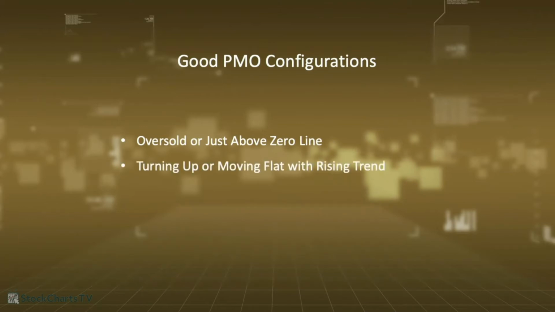Looking for PMOs that are turning up. I will accept a moving or flat PMO if I'm looking at a nice rising trend, because the PMO will flatten out if acceleration doesn't change. So if you're on a very nice pathway to the upside, and you'll usually see that with some of those bond funds, they just move very, very slowly to the upside. That means you're going to get a flat PMO because that acceleration isn't changing. So I will accept a PMO that is moving flat if it's with a rising trend and not a declining trend, of course.